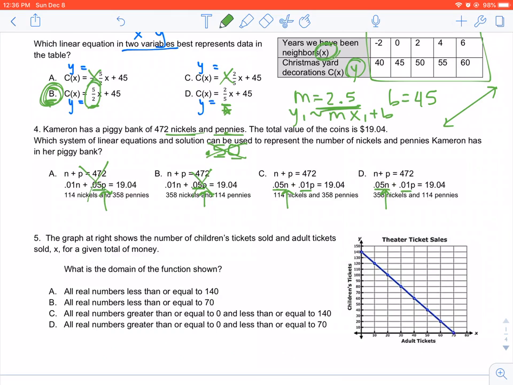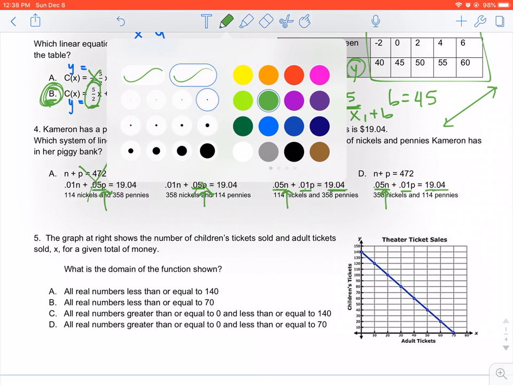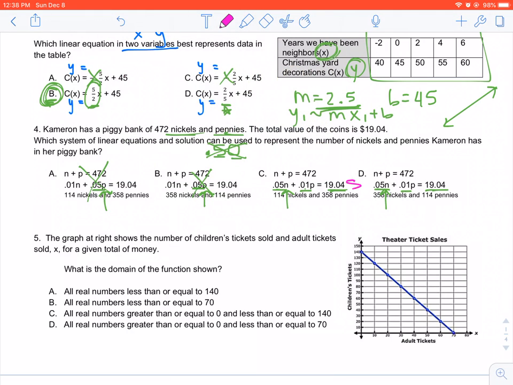And then we have our money numbers. We have money 5 cents, money 1 cent, and money 19.04, and that is going to be correct. Then we have our counting equation. So we have our money equation, and then we have our counting equation. So this one's money, and this one's counting. It's just going to say nickels plus pennies equals 472. And if you'll notice, both of those are also correct.